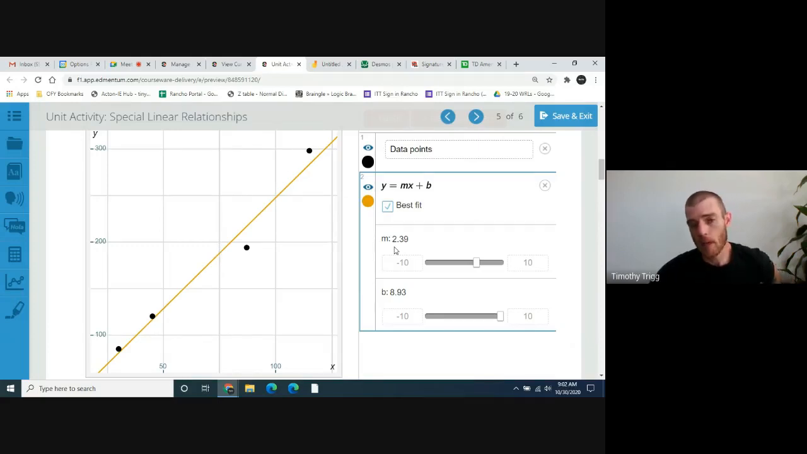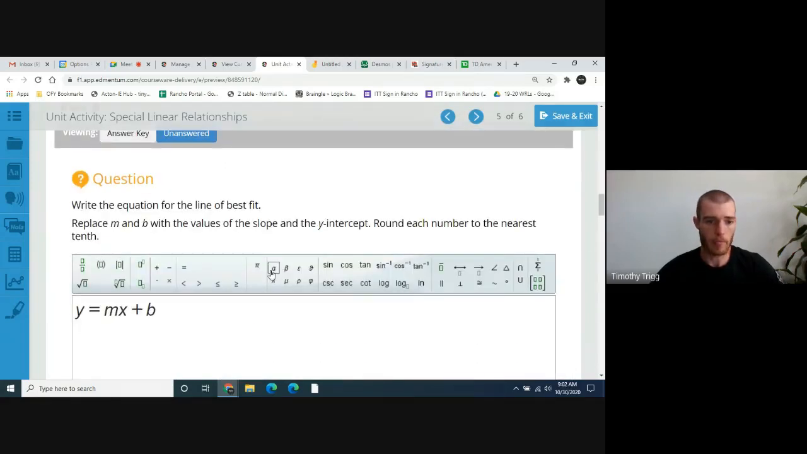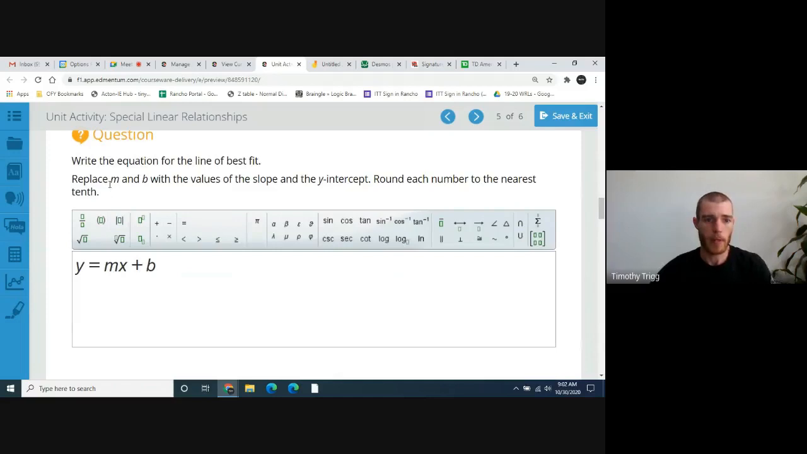Now in my case, my slope is 2.39. Yours will be different because you're using all of the points, but mine says 2.39 and my B, my y-intercept, is 8.93. Again, yours will be different. All right, so now I've got my M and I have my B. So now I can write my equation here. Replace M and B with the values of the slope and y-intercept, rounding each number to the nearest tenth.